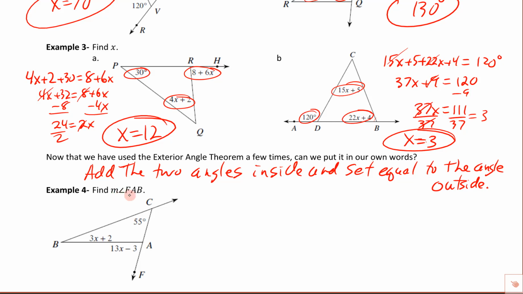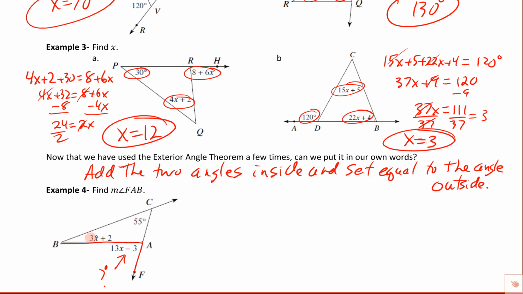So let's just quickly do this idea right here. It says find the measure of angle FAB. So this is noted a little bit differently. Let's figure out what they're talking about. F to A to B. They want to know what is that angle right there. Okay, what is that angle in degrees? There's our question.